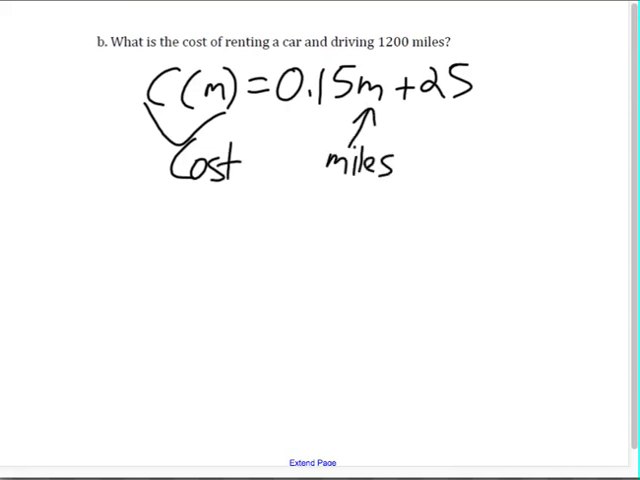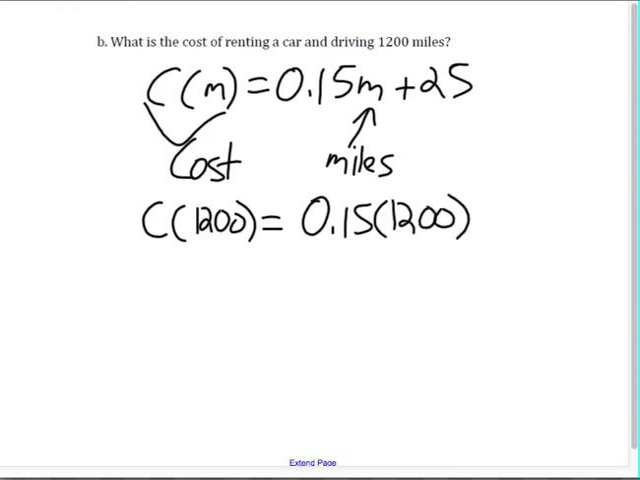So if we're substituting in this problem for the cost of renting a car and driving 1,200 miles, we want to find C of m, or in function notation, C of 1,200 miles, because I'm substituting for m, not only in parentheses on the left-hand side, but more importantly for m, the miles, because I'm given 1,200 miles on the right-hand side. Once again, I'm just going to use a calculator to solve this. I'm plugging in 0.15 times 1,200, plus 25, and I'm generating 205.